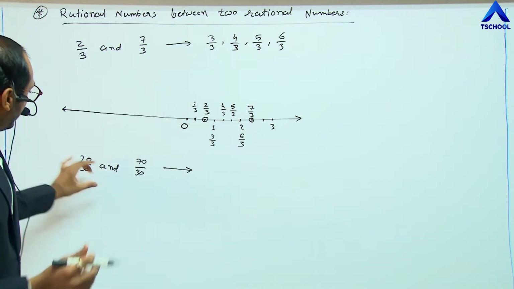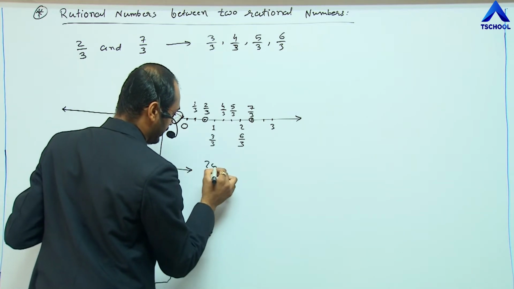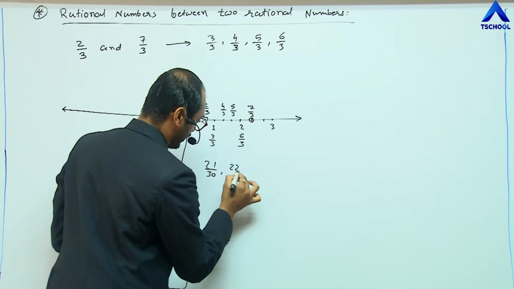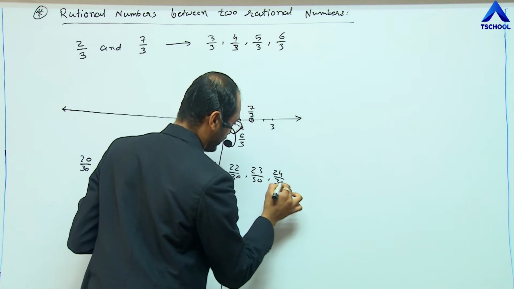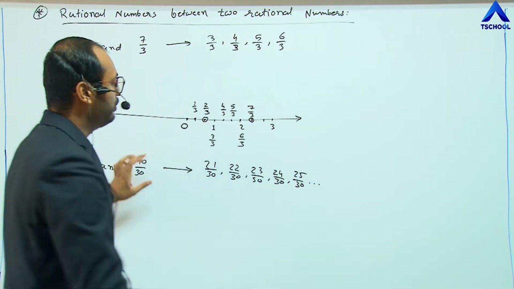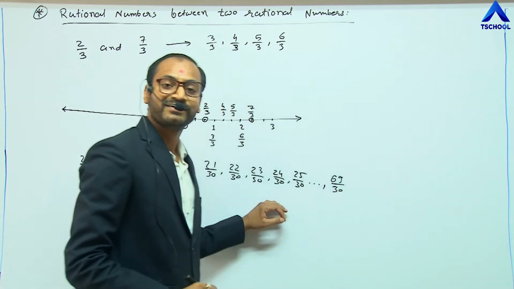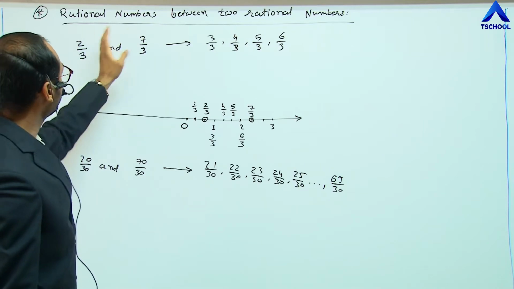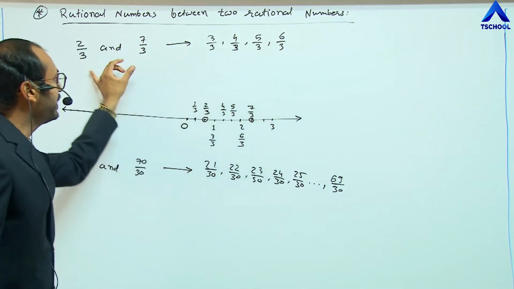Let me find 20 upon 30 and 70 upon 30. So, can I write 20 by 30? Sorry, 21 by 30, 22 by 30, 23 by 30, 24 by 30, 25 by 30, and so on up to 69 by 30. Is it clear? We are writing from 21 to 69 in the numerator. These are the rational numbers in between these two numbers.